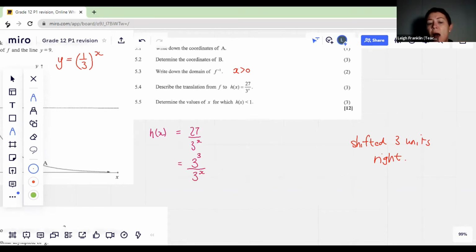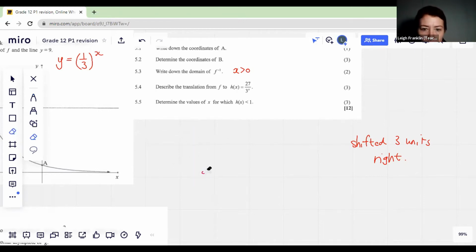Because remember, I can only... Does that make sense? Ma'am, I was asking for 5.3, not... Oh, sorry, I thought you meant 5.4. I beg your pardon. I'm so glad you stopped me. Okay, no problem.